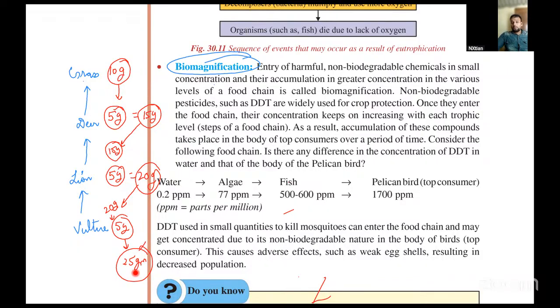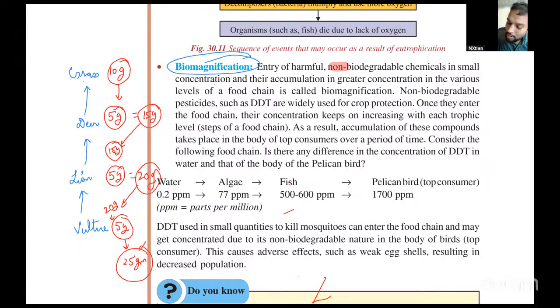Understood, guys? So, what does this mean? This means that at each trophic level, the chemicals increase. At each trophic level, what? The chemicals increase. This is called biomagnification.